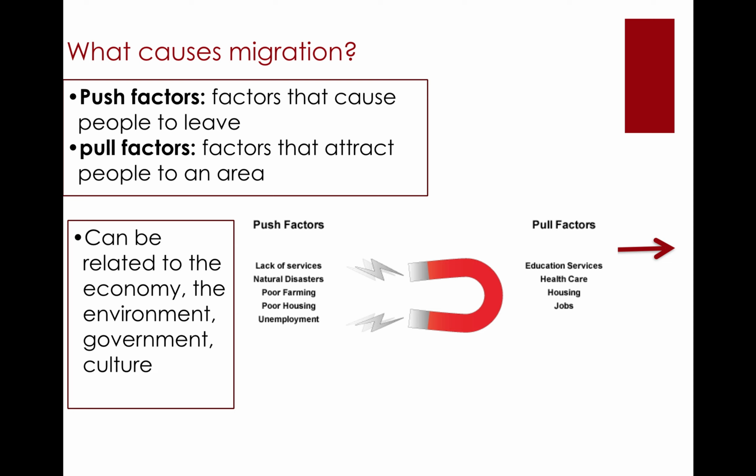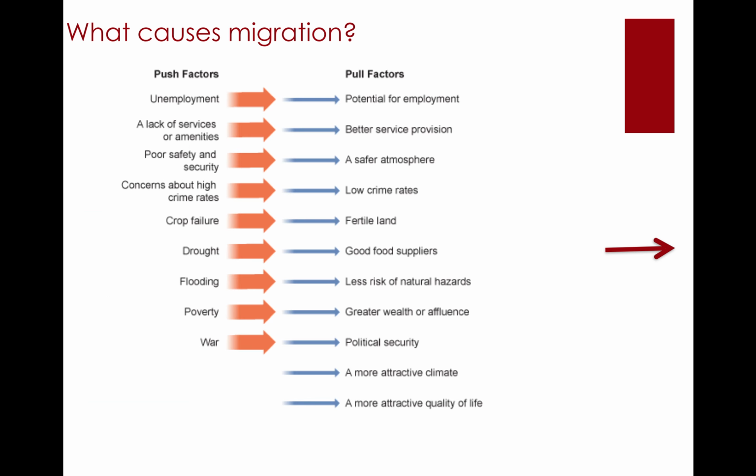Perhaps there's a natural disaster that, of course, would push you out of a given place. The pull factor, maybe you can get a job in a particular area. Perhaps there's poor farming in a particular area. Maybe there's large-scale availability of farmland or better farming practices in a specific place. These are ones that I see as the best summary. You can see the relationship between the two. If someone's unemployed, they're going to be pushed out. Pull factors are the potential for employment.